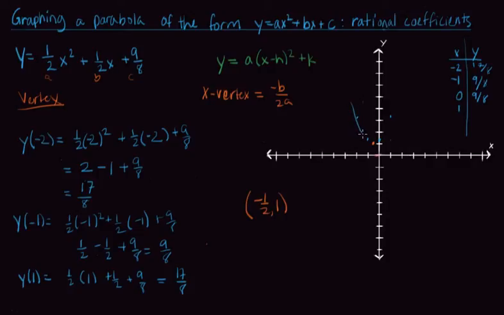And so our parabola should look like this. And that's how we graph a parabola of the form y equals ax² plus bx plus c with rational coefficients. Now remember that you can also do it by completing the square to go from this form to vertex form. That's also an option, but I think that especially when we're dealing with rational coefficients, it's a little bit easier to just start by knowing that the x vertex of the parabola is negative b over 2a, and then just plugging that in to find y.